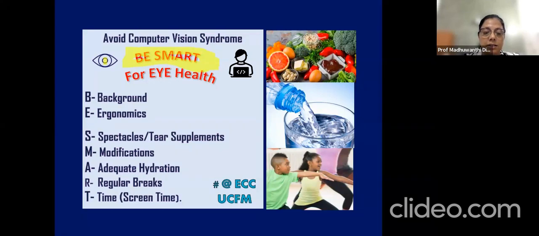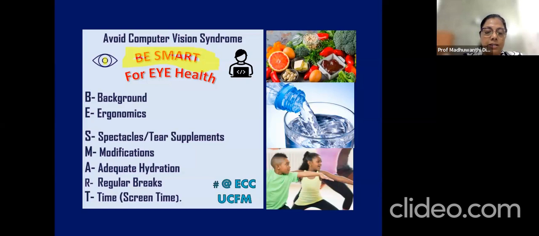Then R is for regular breaks. That is the thing that everybody knows, the 20-20 rule. Every 20 minutes you have to take a break and look at a distant object, 20 feet away. And then for 20 seconds, you have to keep the eye fully closed. That blinking will enable the tear distribution in the eye, and the lubrication will be better if you take regular breaks. The 20-20 rule will remind you to take this break, and this will break the accommodation. Otherwise, you are always looking at a very close object. So every 20 minutes, you break that and look at a distant object, and you give a break to your ciliary muscles, where the accommodation is relaxed.